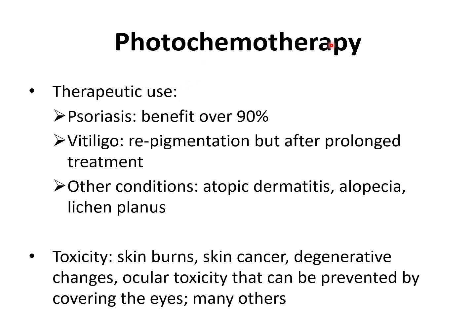So the therapeutic use of photochemotherapy in psoriasis is very beneficial. It is also used for loss of pigmentation in vitiligo, and in other conditions such as atopic dermatitis and alopecia, of which we'll show some examples. Toxicity consists of skin burns, a risk of cancer, as well as degenerative changes. The ultraviolet light can cause ocular toxicity, but you can prevent that by covering the eyes. But there are many other toxicities which we don't have to go into.